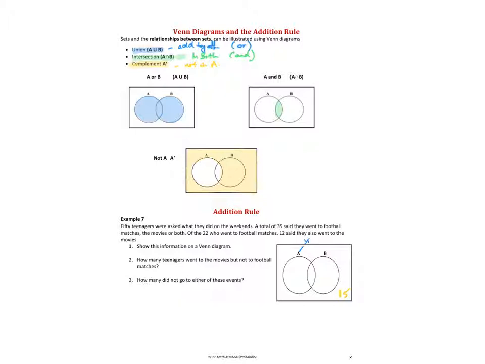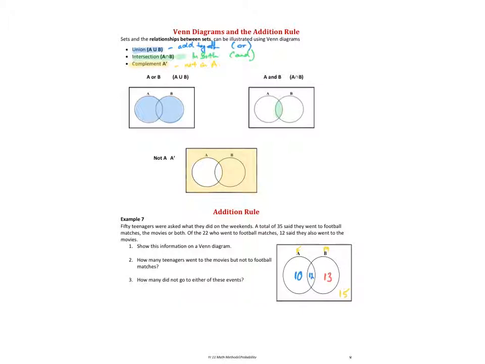Now, of the 22 who went to the football, so that 35 there is wrong, isn't it? Let's get rid of that. Let's call that football, and we'll call that movies. It says, of the 22 who went to the football, 12 said they also went to the movies. So 12 did both, and 22 went to the football. That means 10 people just went to the football on its own. And that means there's another 13 people that must have gone to the movies on its own.